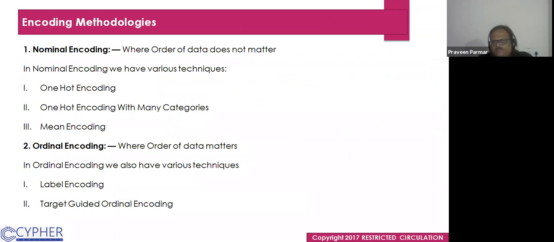Encoding methodologies, if we see, are used where the order of data does not matter. I will explain. The last day, meaning yesterday, we had one data set, arthritis. And we saw two columns there. One column was treatment. There were two categories, placebo and treated.